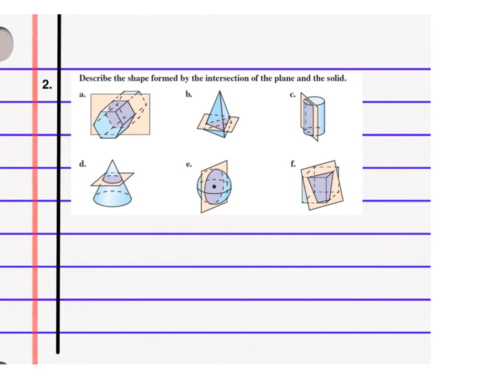All right, number 2, describe the shape formed by the intersection of the plane and the solid. So it's asking you for the cross section. It's asking you for the purple part. So here I'm getting a hexagon, triangle, rectangle, circle, and this looks to me like a trapezoid.